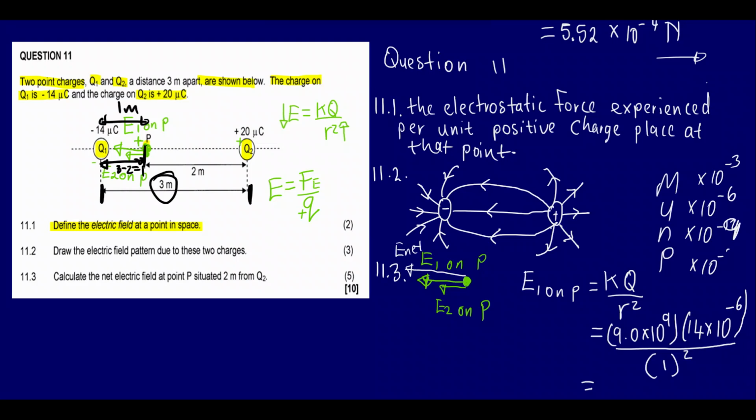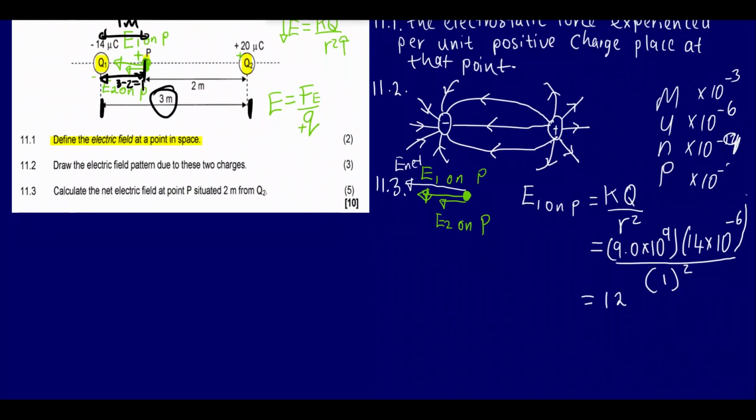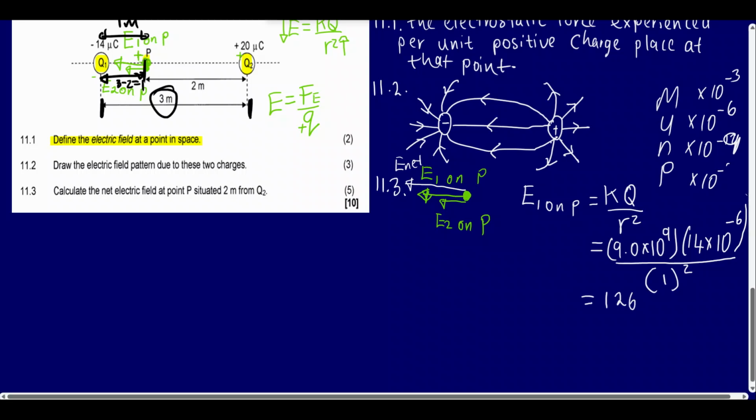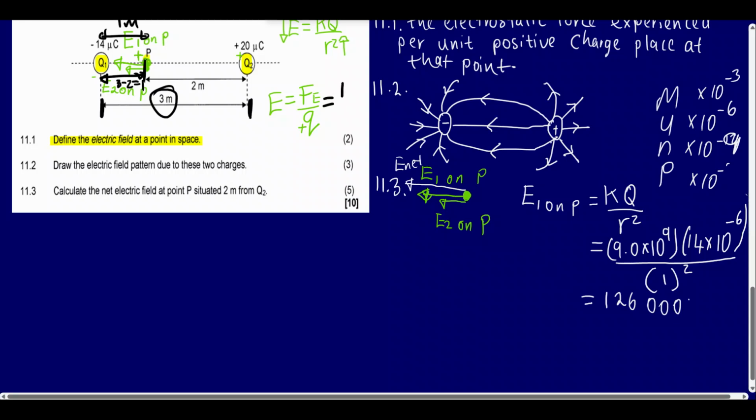9.0 times 10 to the power of 9 times 14 times 10 to the power of negative 6, all over 1 squared. So it's 126,000. And remember the SI units here.